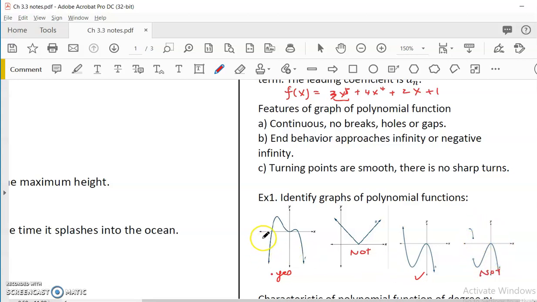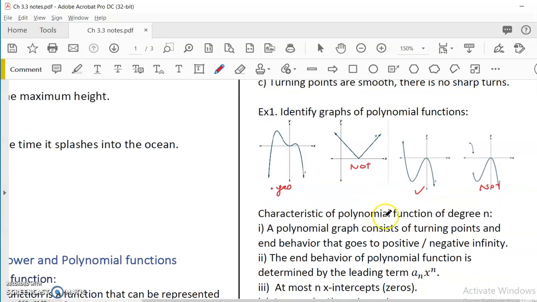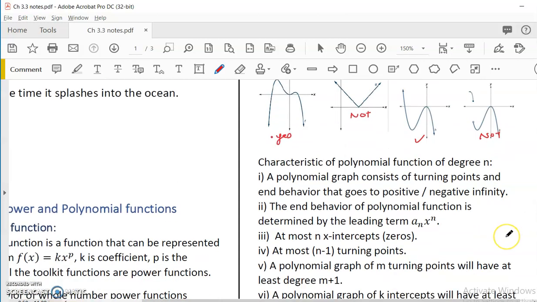So polynomial functions are very nice. They're continuous and smooth. You can say the description that describes it is continuous and smooth. And then there are other characteristics of a polynomial function of degree n. So if I know a polynomial function's highest degree is degree n, then what can I say about the graph itself? So there's some connection between the graph and the formula.